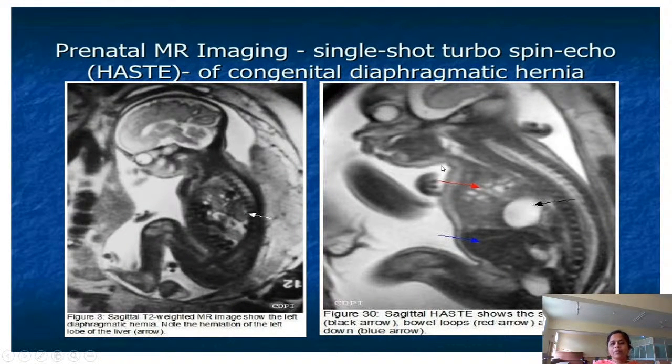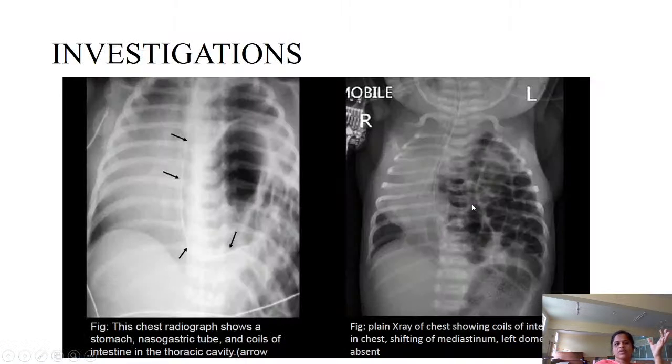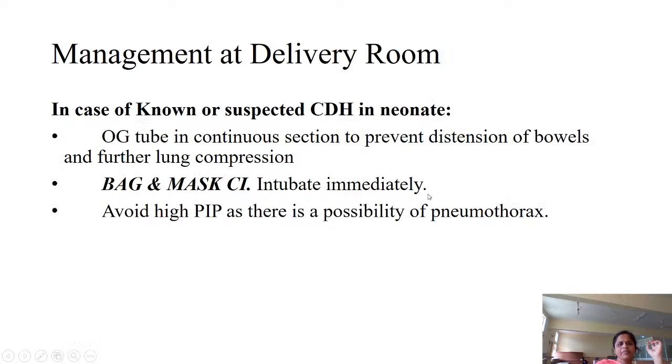So you can see here, this is an MRI of a fetus, and this is the thoracic cavity, and here you can see the black arrow. This is the stomach, and the bowel loops are the red arrows, and you can see the liver lower down here. So all the things are actually in the thorax. And here, this NG tube is coiling inside the thorax. See? These are all intestinal shadows, coils of intestine in the thorax.